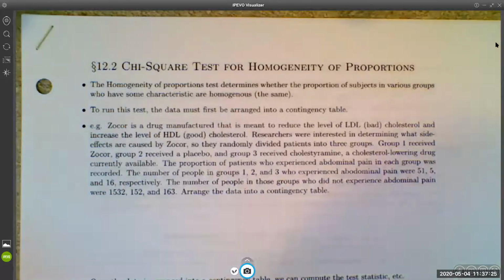The proportion of patients who experienced abdominal pain in each group was recorded. The number of people in groups 1, 2, and 3 who experienced abdominal pain were 51, 5, and 16 respectively. The number of people in those groups who did not experience abdominal pain were 15, 32, 152, and 163. Arrange the data into a contingency table.